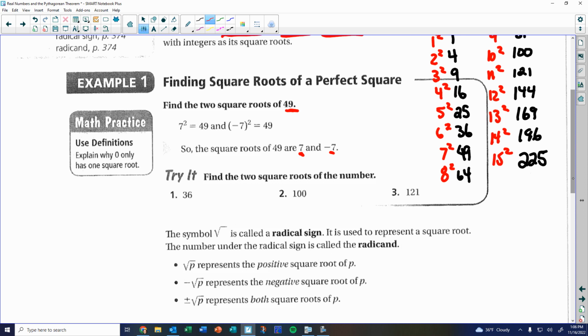We'll get into that later. We'll have that conversation. So right now, I want you to take a couple minutes and find me the 2 square roots of these numbers: 36, 100, and 121. I'll give you a couple minutes to go over that with the people in your group, and then we'll see how you did.